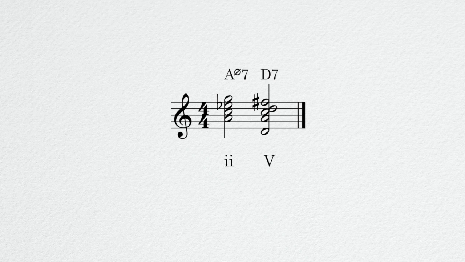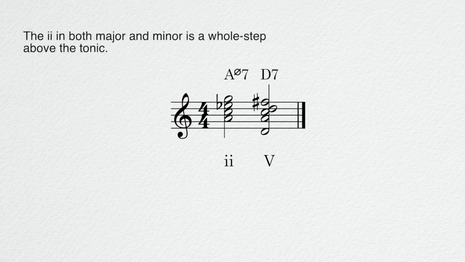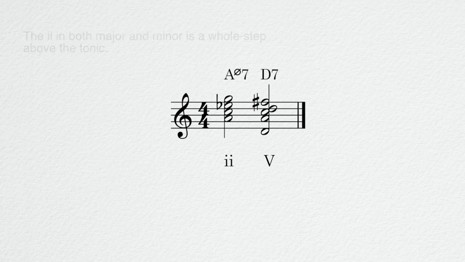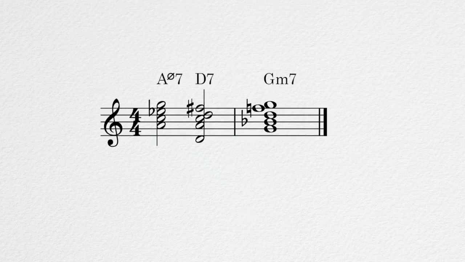You can either say, what kind of chord does the D7 resolve to? Or you can say, what is a whole step below the A half diminished, right? Because the 2 in both major and minor keys is always a whole step above the 1. And it's such a small, easy interval to remember that sometimes that can pop into your head faster than thinking about the descending 5th. So that would be G. And do we get a G? Sure enough, we get a G minor chord. That's a 2/5 of G minor.